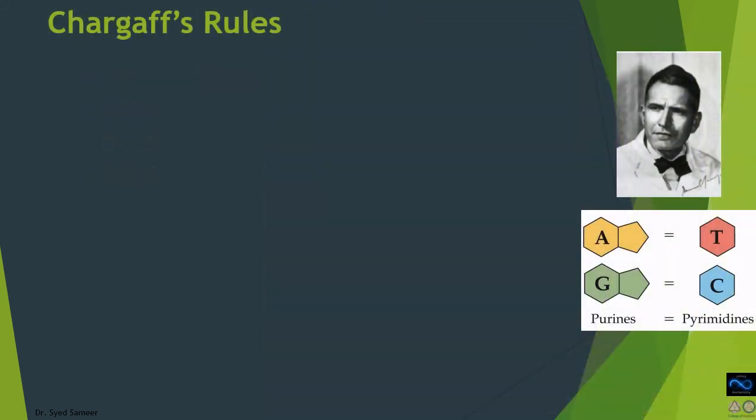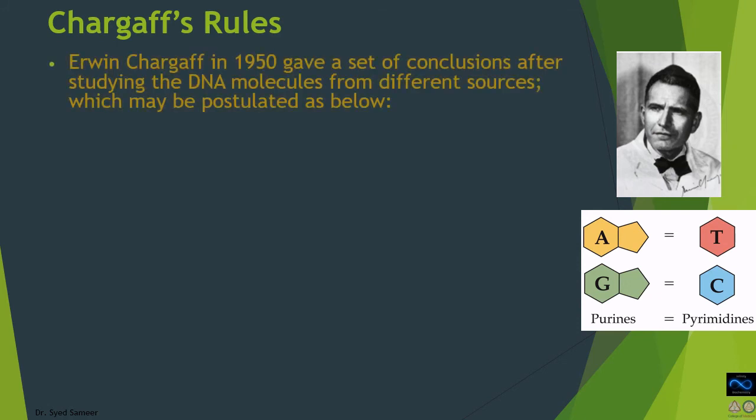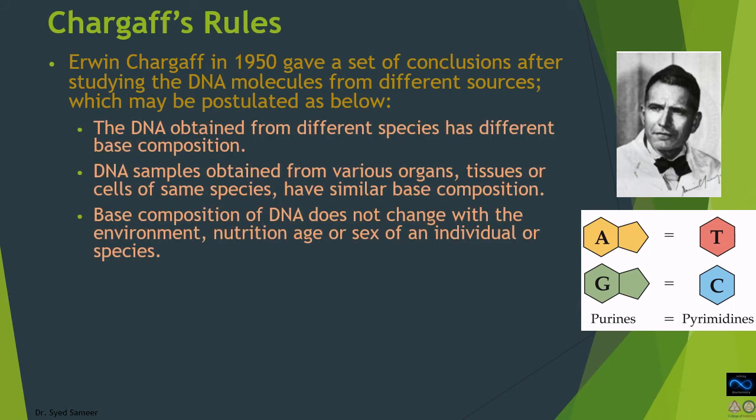Another salient feature about the DNA is the ability to follow certain rules which were given by Erwin Chargaff in 1950. They are actually a set of conclusions when he studied DNA molecules from different sources, and he postulated five different rules which are followed by the DNA helix. The three important or general ones: first, DNA obtained from different species has different base composition, that is, the percentage of A, T, G and C has a direct link with the species from which the DNA is obtained. So humans will have the same base composition.